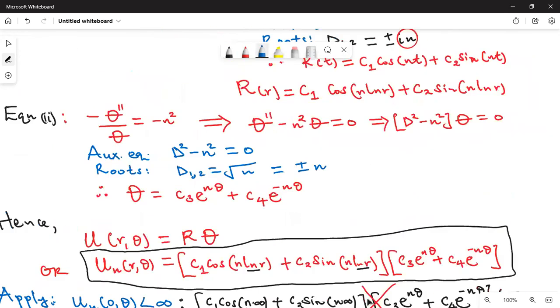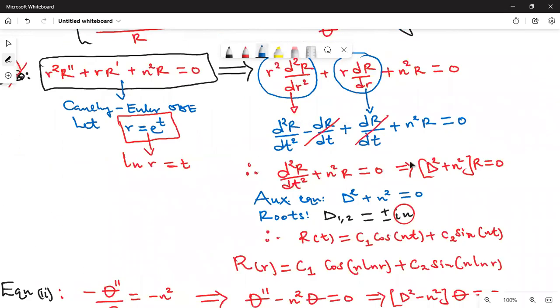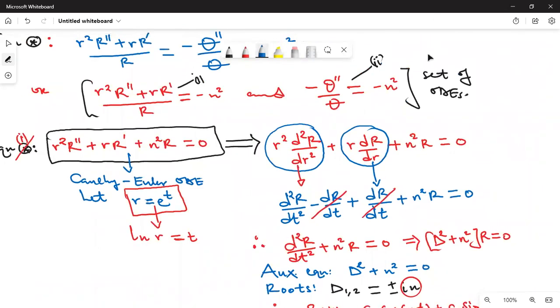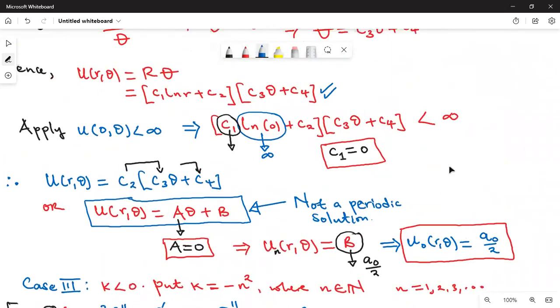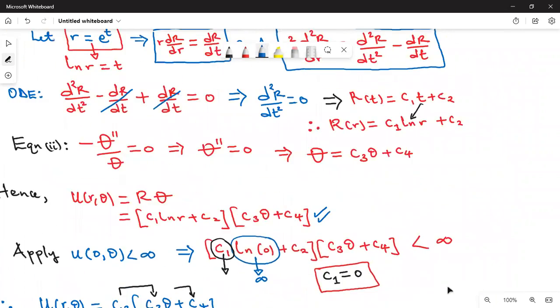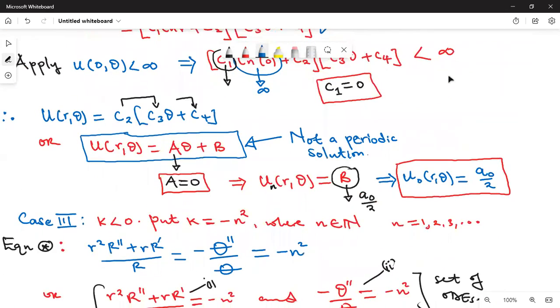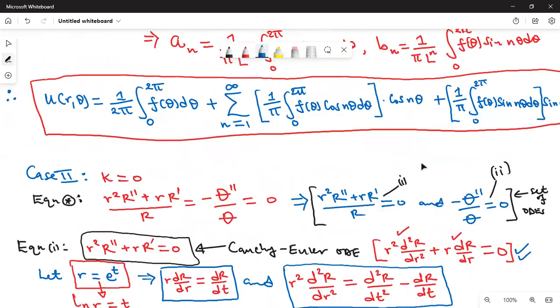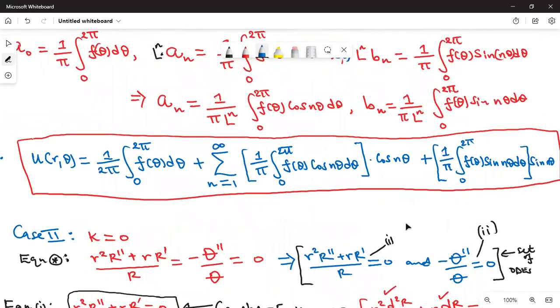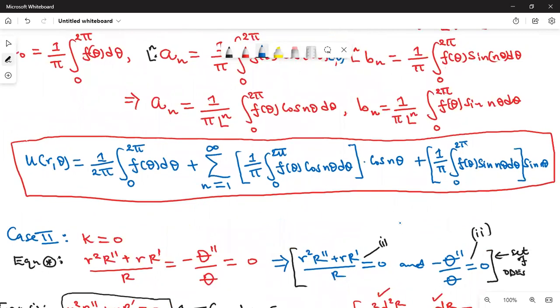So what it means is that what we got in case 2 and case 3 are not of interest to us. The only solution that is of interest to us is the one that we got in case 1. That is now the required solution. It is the solution that is periodic in theta, and so it is also non-trivial. So therefore we go for this solution. It is a solution that has physical significance.